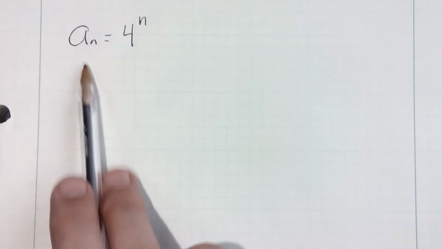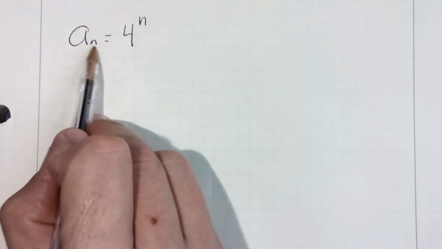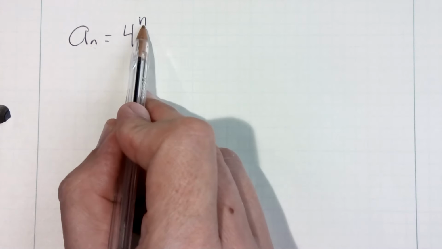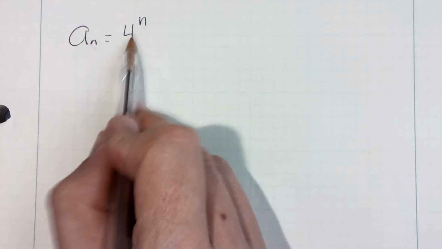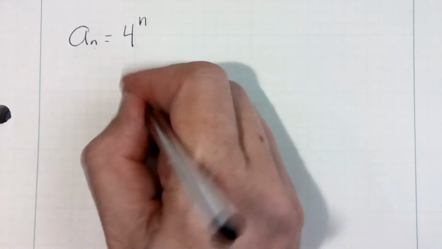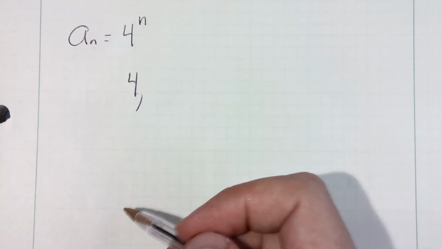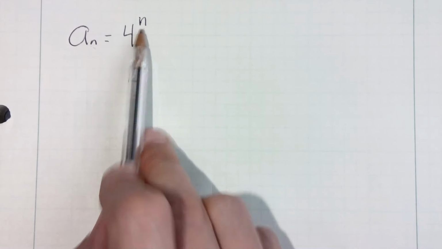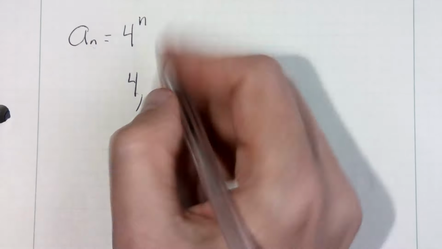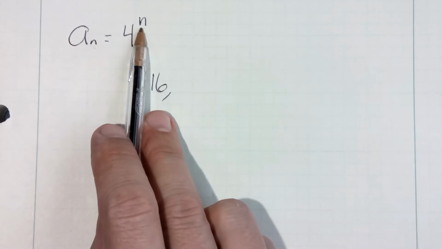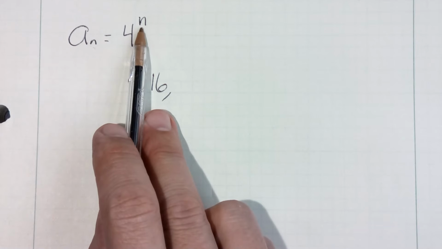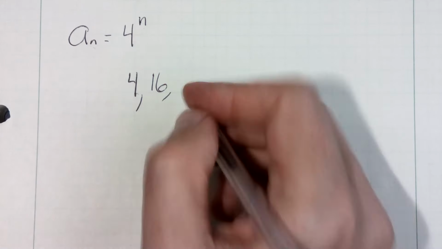If we want to know what the first term is, I plug a 1 in for n to know what A1, or the first term, is. And what's 4 to the 1 power? It is 4. If I want to know what the second term is, I plug in a 2. That's 4 squared, which is 16. If I want to know what the third term is, I plug in a 3. That's 4 to the third power, or that's 64.